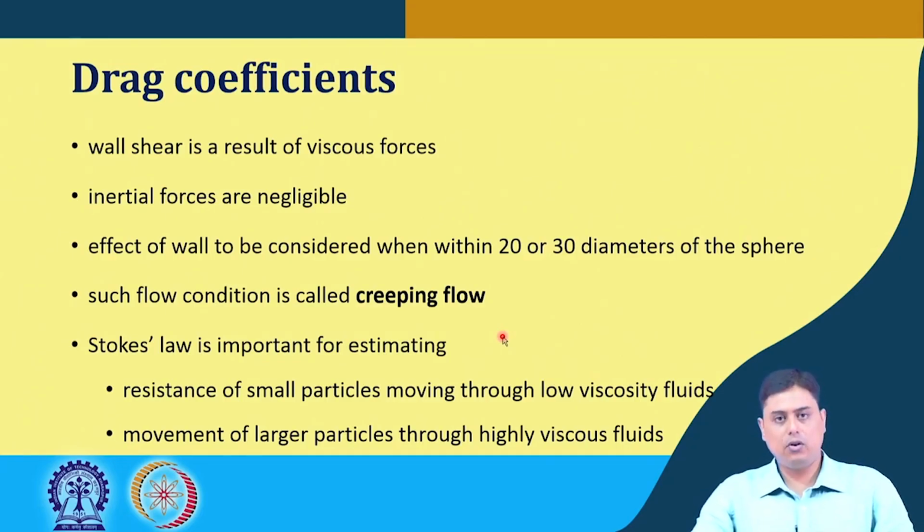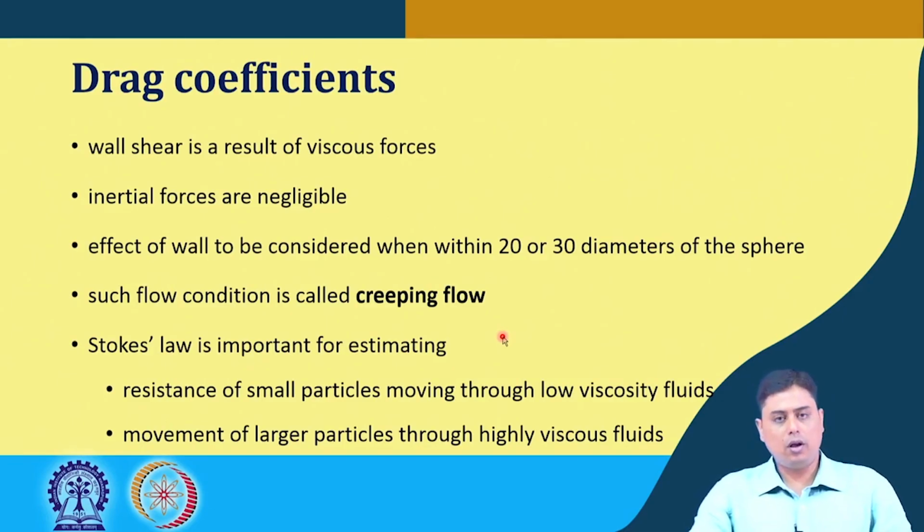So such flow conditions are typically called creeping flows. It is for very low Reynolds number cases, typically below a value of 1, and strictly it is 0.3 in cases of Stokes' law applicability. In such a scenario, when these conditions are met, that the inertial forces are negligible, wall shear is the result of viscous forces, and the effect of walls is negligible, then we call such scenarios creeping flow conditions.